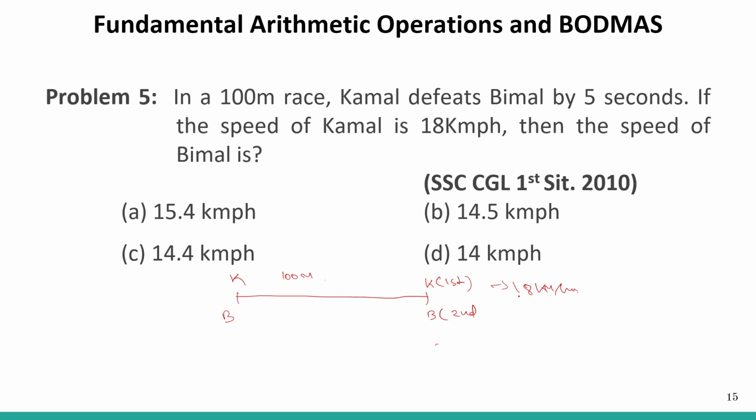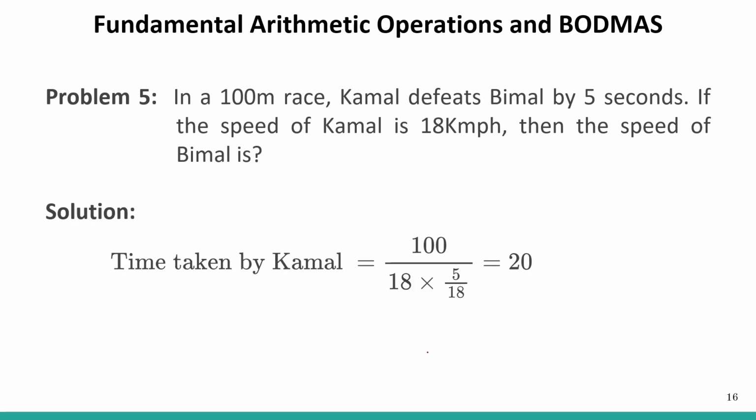So let's see how many seconds. It tells us that Kamal defeats Bimal by 5 seconds. His speed was 18 km per hour. So let's see how many seconds he took to cover the 100-meter journey. Time taken by Kamal is equal to 100 by 18 into 5 by 18. We multiplied by 5 by 18 in order to convert kilometer per hour to meter per second. So it was 20 seconds.